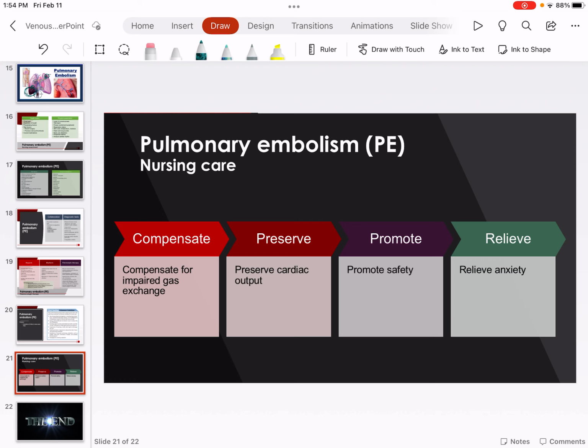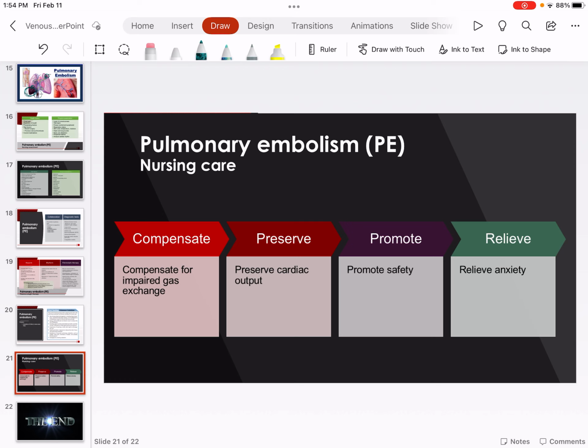Surgery, again, they might need an insertion of an inferior vena cava filter. We talked about that earlier. If they've got a history of having multiple blood clot formations. And then this is appropriate client teaching related to pulmonary embolism.